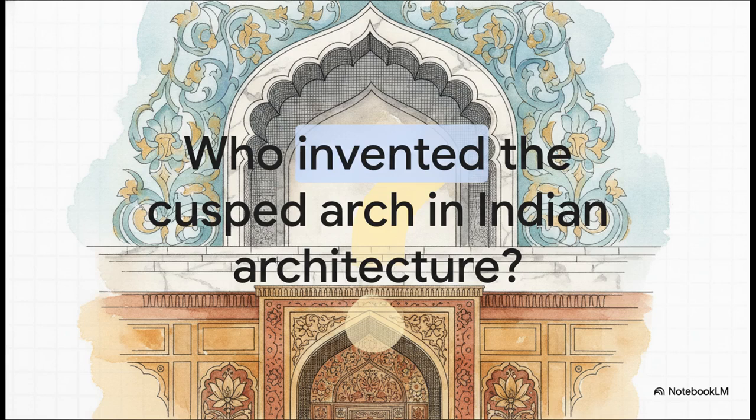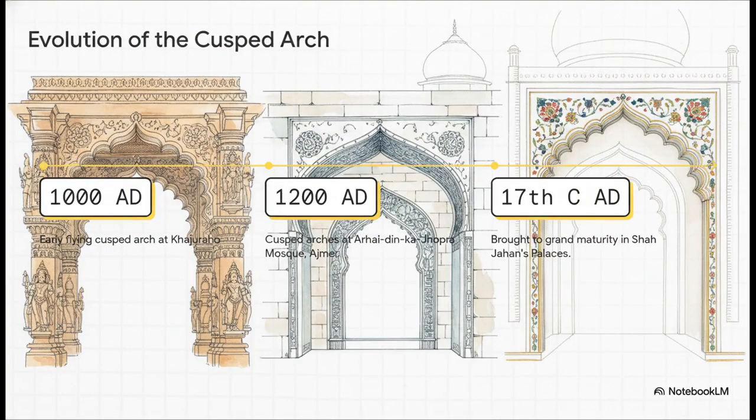And this leads us to a really fascinating question. When we look at a beautiful multi-scallop cusped arch, like the ones gracing the magnificent Taj Mahal, we usually just assume it's a purely Mughal invention brought over from Persia. But is it really? Well, it turns out that's a bit of a myth. Earlier Hindu and pre-Mughal craftsmen were actually experimenting with this scalloped form centuries before the Mughals perfected it. We see early flying cusped arches at the Khajuraho temple around 1000 AD, and later in Ajmer around 1200 AD. That is way before Shah Jahan brought them to their grand maturity in the 17th century.